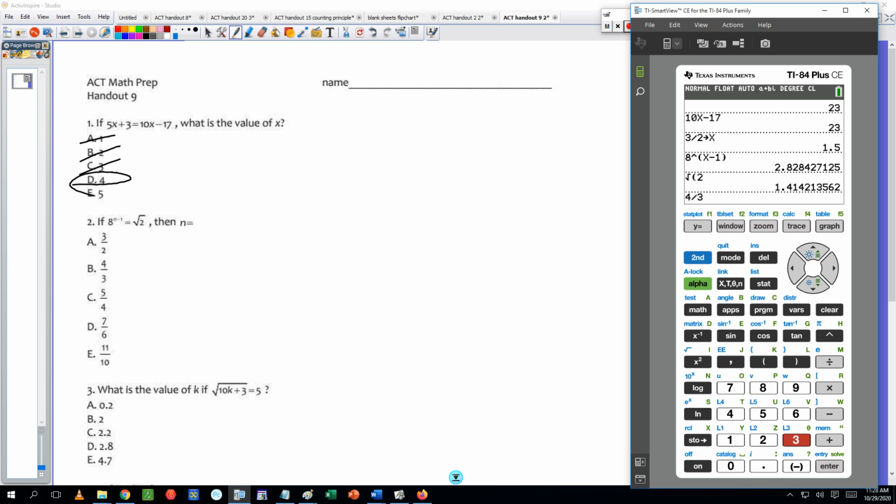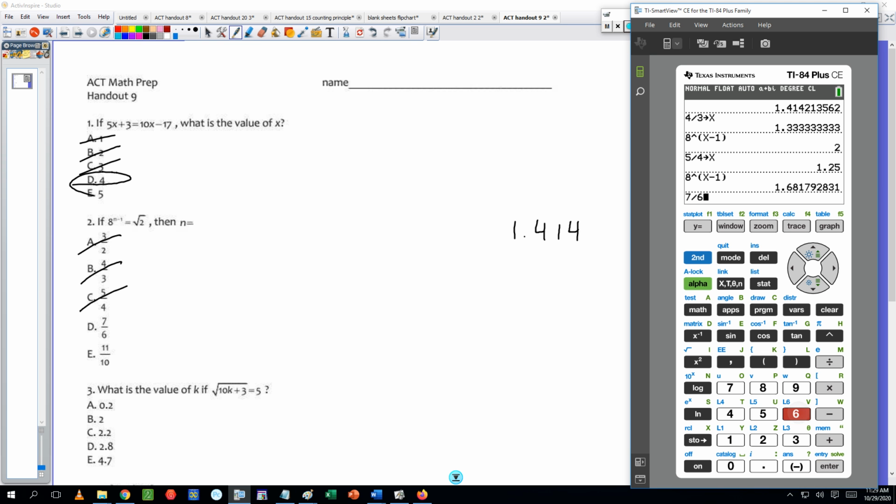4 divided by 3. Let's store that for x. Type out 8 raised to the x minus 1. We still don't have the 1.4. I'm looking for 1.414 for a match. Take 5 divided by 4, store that. 8 raised to the x minus 1. We do not have a match, so far the first 3 didn't match.